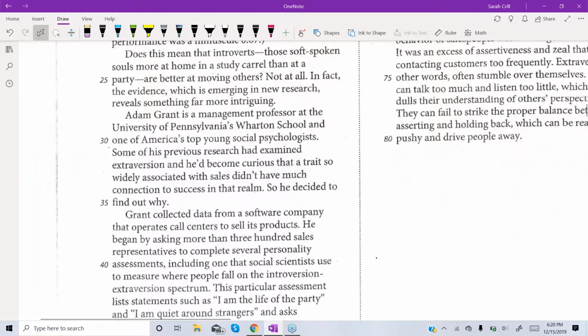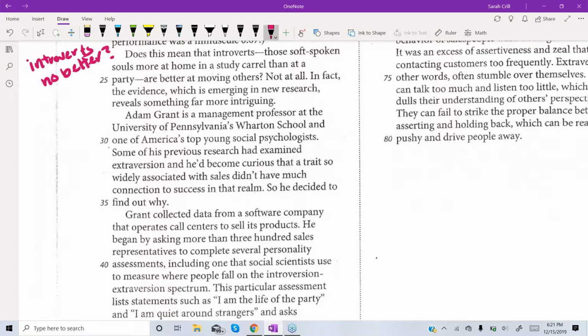Does this mean that introverts, those soft-spoken souls more at home in a study corral than at a party, are better at moving than others? Not at all. In fact, the evidence, which is emerging in new research, reveals something far more intriguing. So I would write introverts know better, question mark.